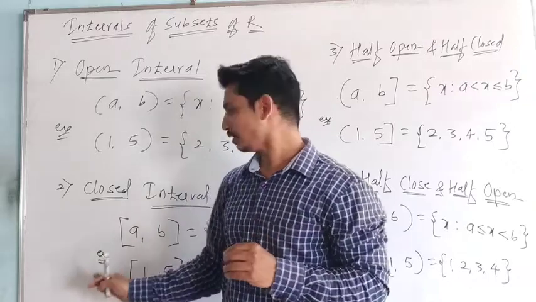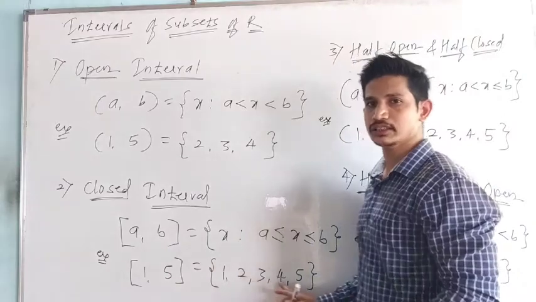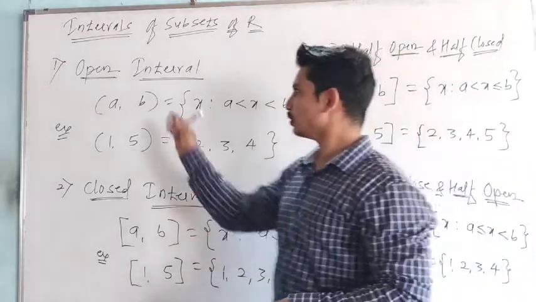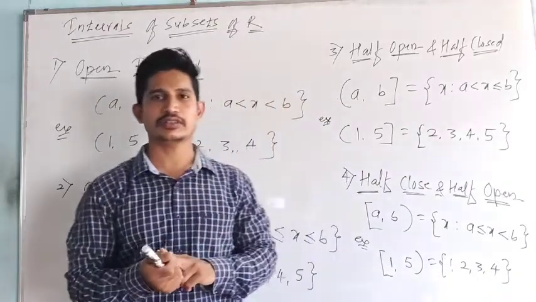In the closed interval we take the boundary points also. 1 and 5 also we are taking in the set. So the open interval is over, now the closed interval is over. Now again there are two intervals.